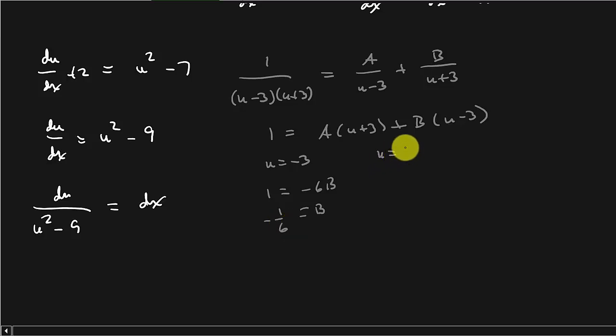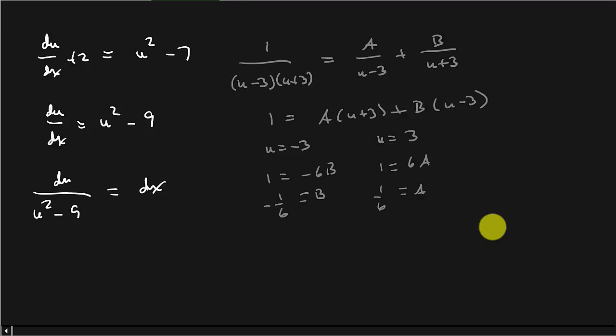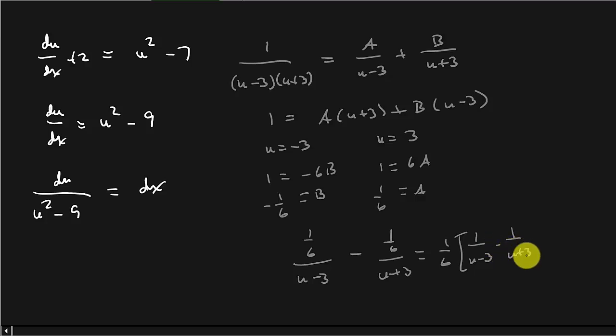And then u equal 3, so that's going to go out, so I get 1 equals 6a, so a is equal to 1/6. All right, so basically what we have here is 1/6 over u minus 3 minus 1/6 over u plus 3, which I can write like this, 1/6 times 1 over u minus 3 minus 1 over u plus 3.